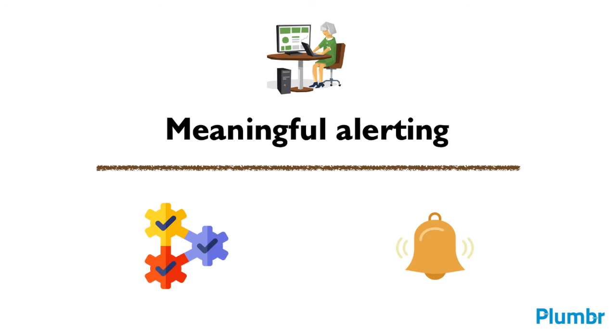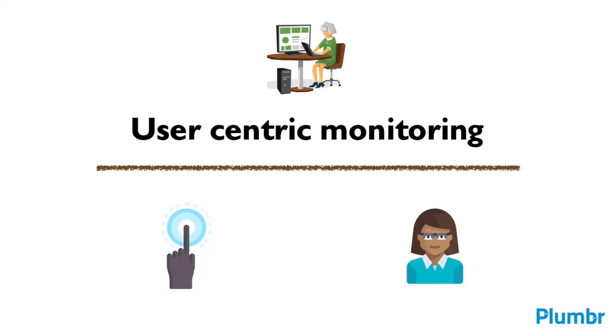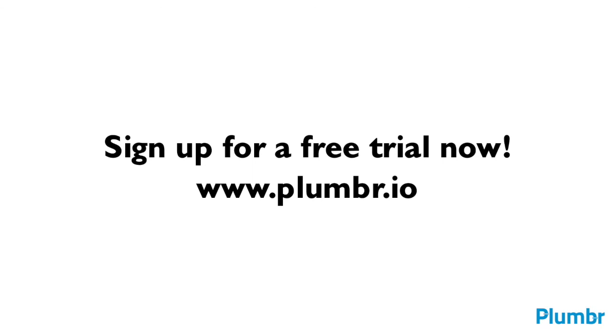To conclude, meaningful alerting reduces toil automatically. What's meaningful may differ for everyone, but making it user-centric is a simple way to find common ground. Monitoring for user behavior gives the data upon which to build alerts that reduce toil. All these benefits can be had by using Plumbr.